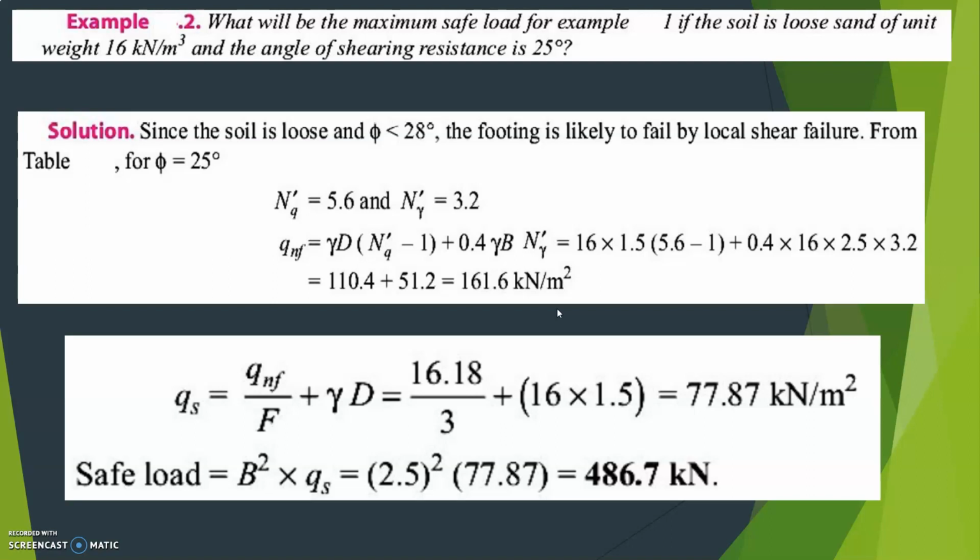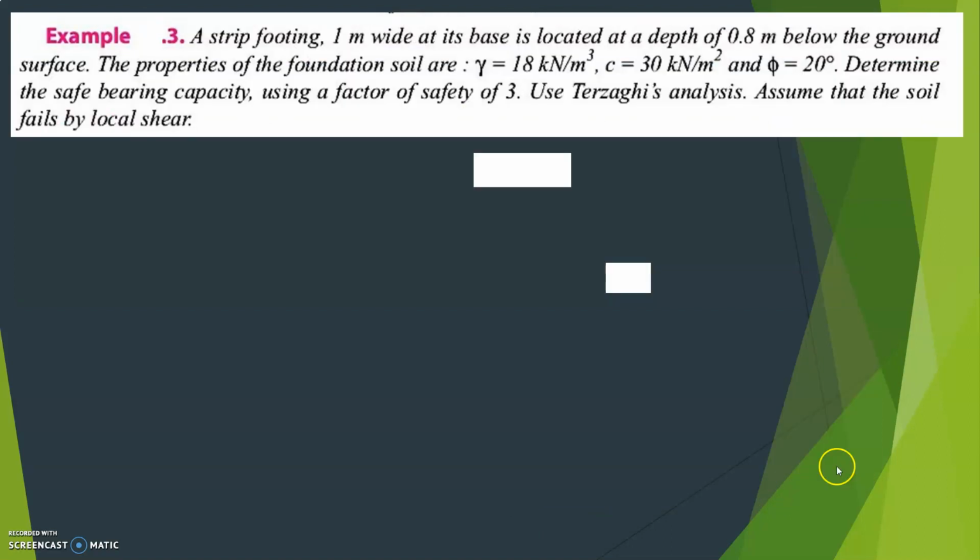Once you get qnf, the ultimate bearing capacity, you can calculate the safe bearing capacity, that is equal to qnf divided by F plus γd. Substitute the values and you get the safe bearing capacity. Once you get it, you can calculate the safe load, that is area into safe bearing capacity. This is a square footing, so area is B square, 2.5 square, into qs 77.87, so you will get 486.7 kilonewton.